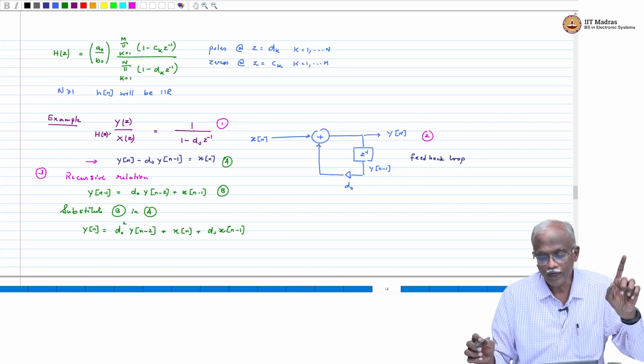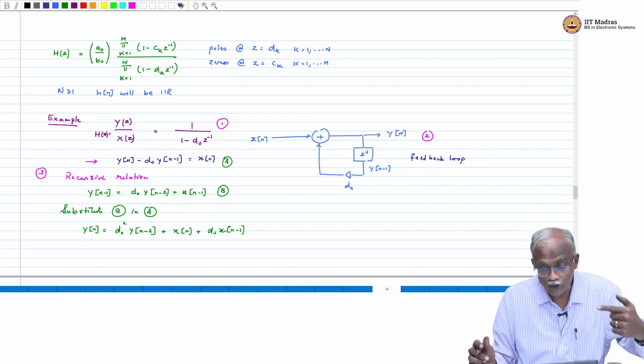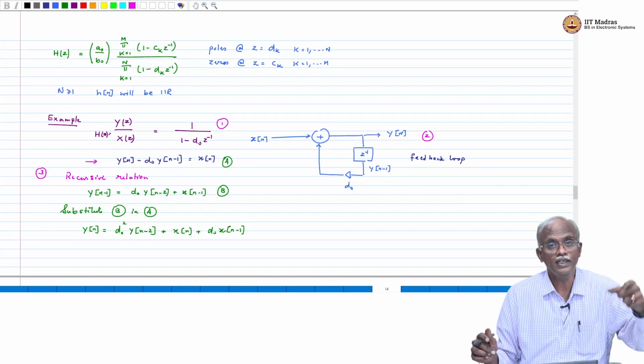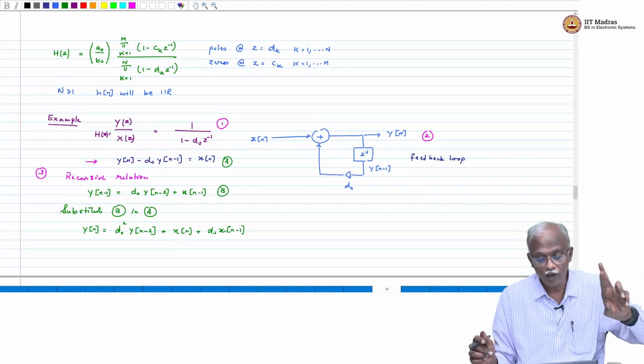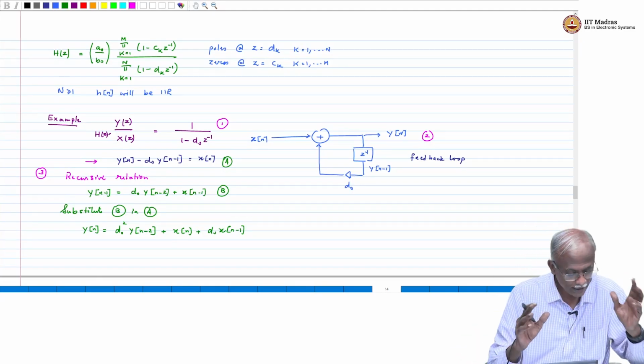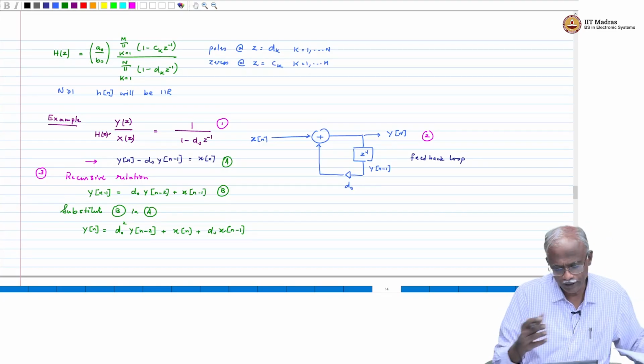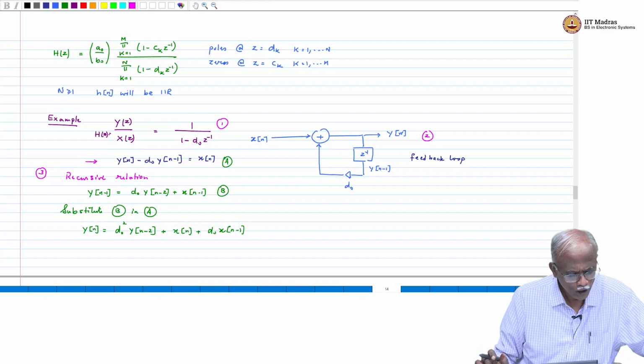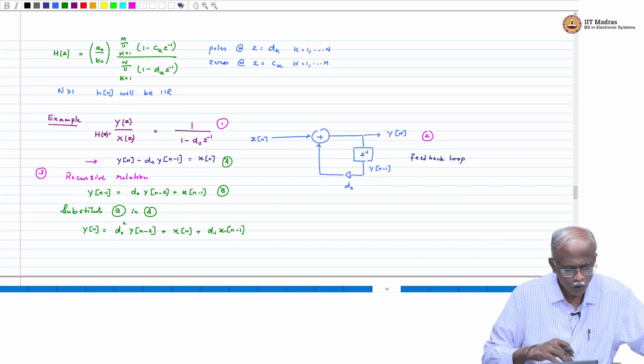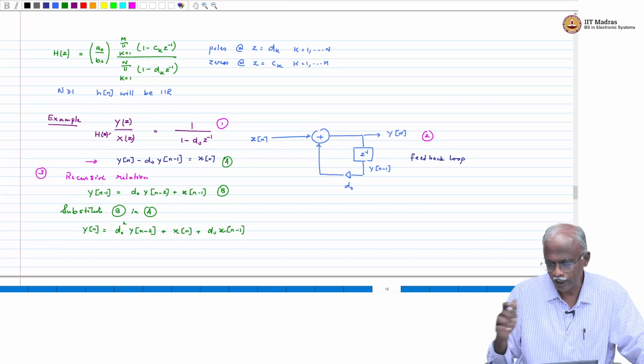So how do you identify an IIR system? At least one pole in the transfer function, a feedback loop, or a recursive relationship in the time domain when you write down the relationship in terms of the LCCDE. So these are good points to keep in mind.